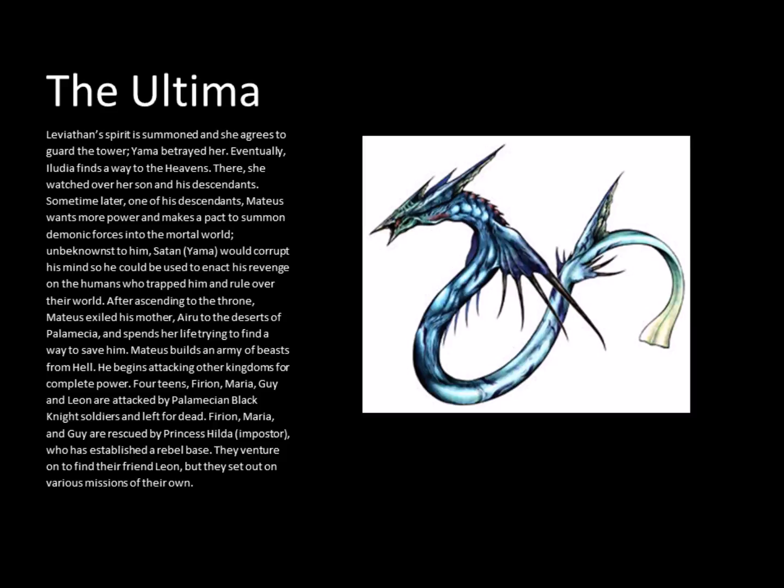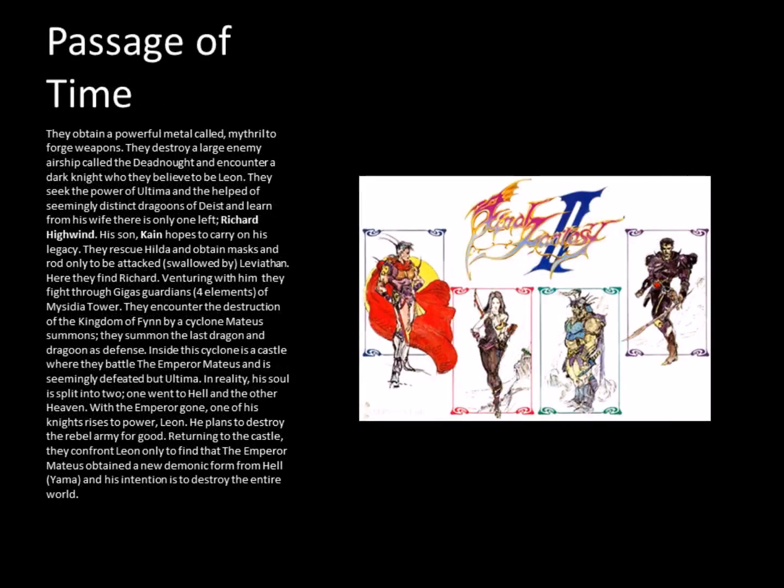4 teens, Firion, Maria, Guy, and Leon, are attacked by Palamecian Black Knight soldiers and are left for dead. Firion, Maria, and Guy are rescued by Princess Hilda, who had established a rebel base. They venture on to find their friend Leon, but they set out on various missions of their own along the way. They obtain powerful metal called mithril to forge weapons.